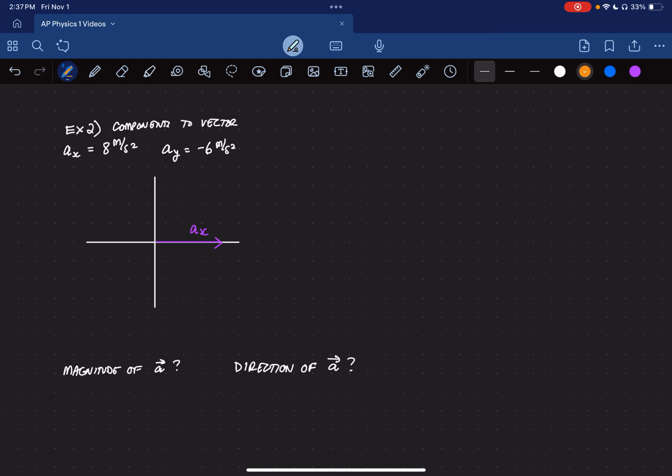And as if I did not lift up my pen, I'm going to draw the vertical component, negative 6. So that's in the negative y direction. Not proportional, but trying to make it look like it is. If this is 8, then I'm going to say this is about 6. Yeah, somewhere right here. This is the vertical component. The vector also starts from the origin, and it meets up with this one. Let's label it. It's the a vector. And of course, this is the angle theta.